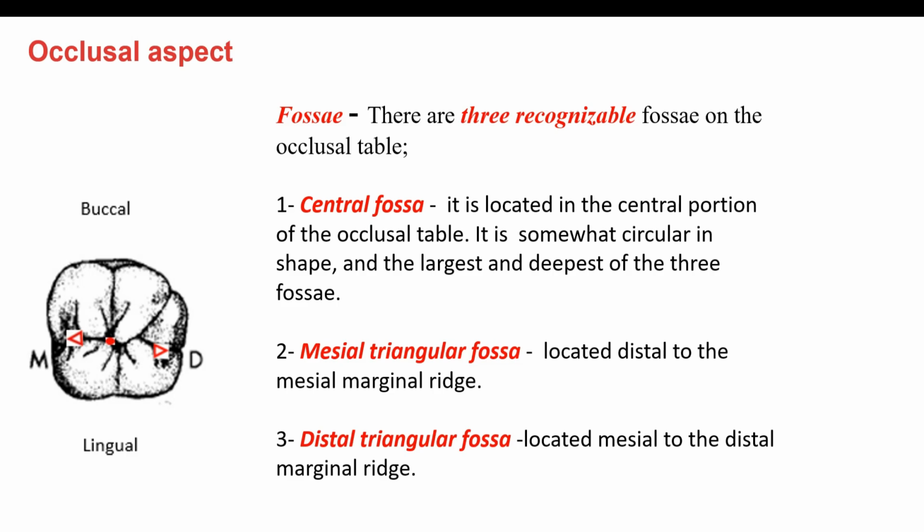3 fossae. The central fossa in the central portion, kind of circular in shape, and it is the largest and the deepest. Mesial triangular fossa located distal to the mesial marginal ridge, distal triangular fossa located mesial to the distal marginal ridge, and they're triangular in shape.